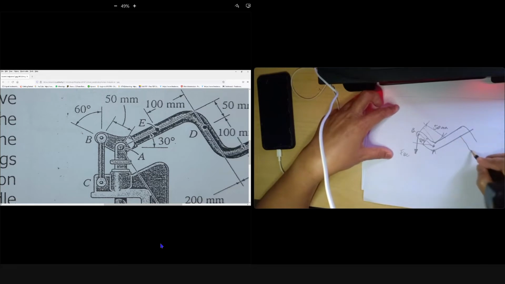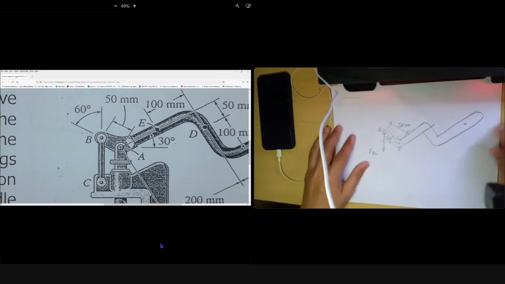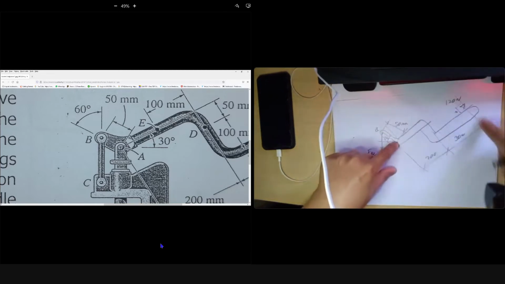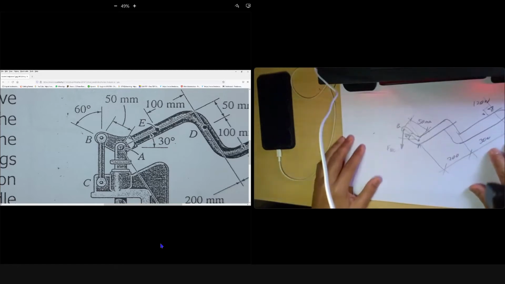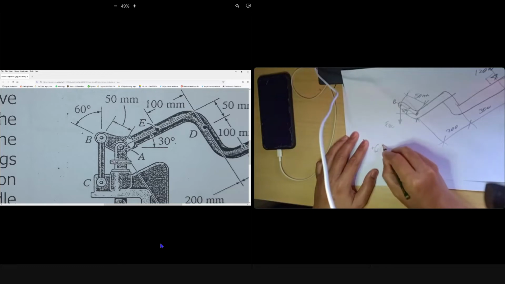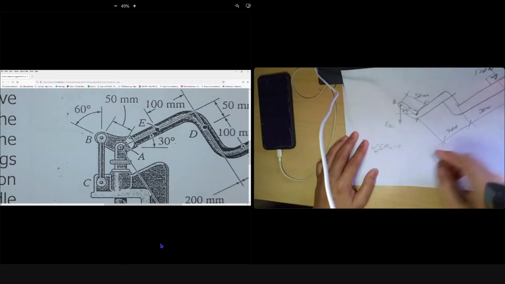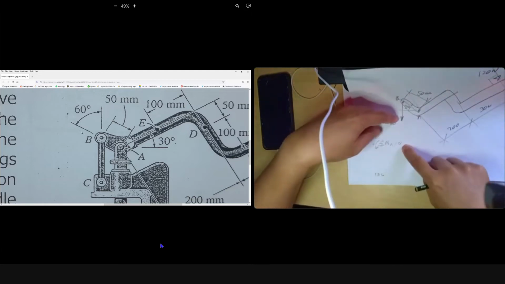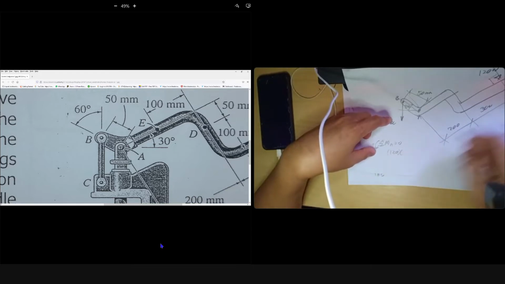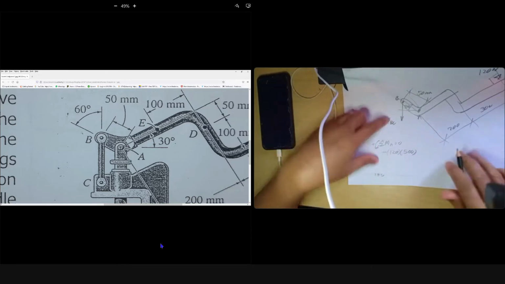Just now we have the handle like this. We have 120 Newton. This is 200, because this 200 and 300 millimeter is perpendicular to your force. So they will produce 120 times 500 moment at A, because of the pivot at A. It means the summation of moment at A equals 0. I assume counterclockwise is positive, so this one produces clockwise moment, negative: 120 times 500.